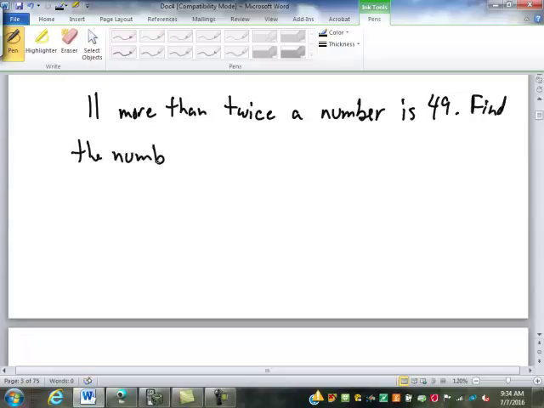In your notes, give this one a shot. 11 more than twice the number is 49. Find the number. So what's our equation going to be? 2n plus 11. 11 more than something means 11's been added to it. So 2n plus 11 equals 49.